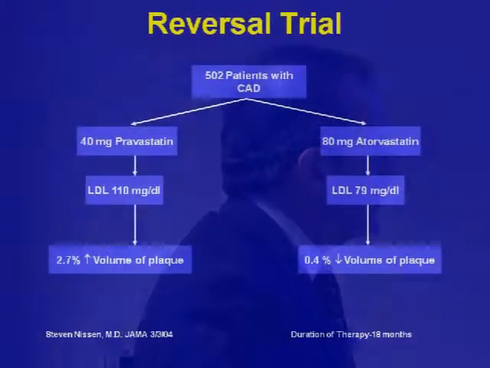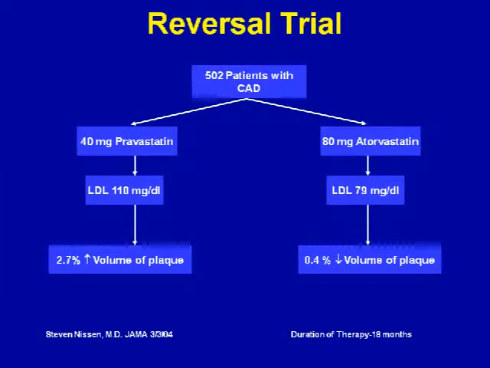Okay. So the REVERSAL trial, this was a cool trial. This was done in the United States by Steve Nissen from the Cleveland Clinic. And this was a study of patients with coronary disease, so you had to have the disease to get in. It was a cath lab study. They had to put catheters inside of you and prove that you had coronary disease.